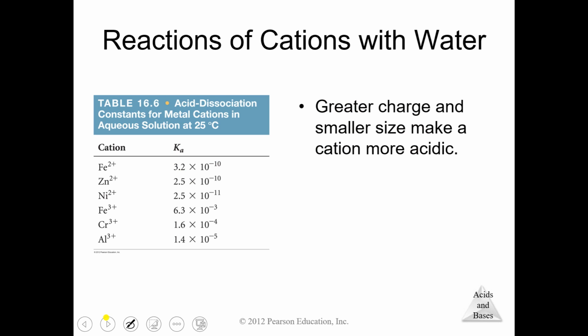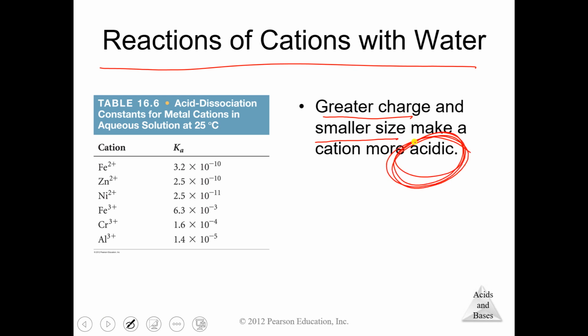So, when we're talking about cations with water, the larger the charge and smaller the size, the more acidic. This is a takeaway that you need to have. Larger the charge, smaller the size, more acidic. Generally, what we do is we look to size first and then charge. So if we have two things that are similar in size, we're going to immediately revert to looking at what the charges are. If we have something that's similar in charge, we're going to look to the size.